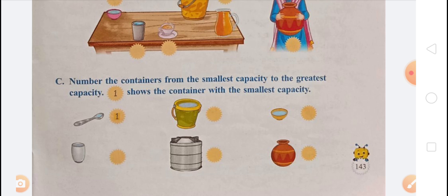Once again, on first the spoon, on second the bowl, on third the glass, on fourth pitcher, on fifth bucket, on sixth tank. The spoon holds the smallest capacity, so that is first. After that, the bowl, so we write 2, and glass 3, and pitcher 4, and bucket 5, and tanker 6.